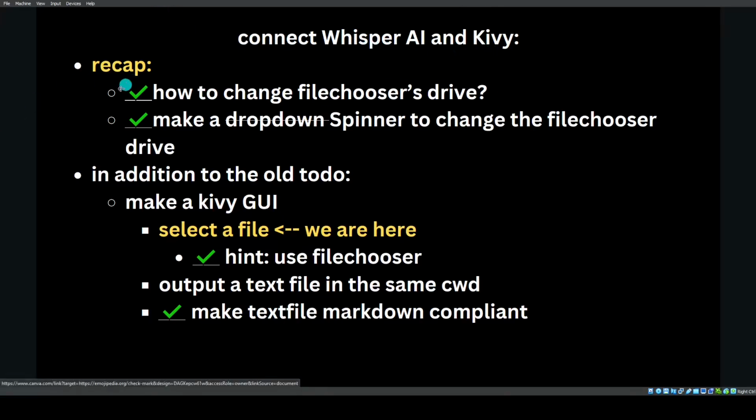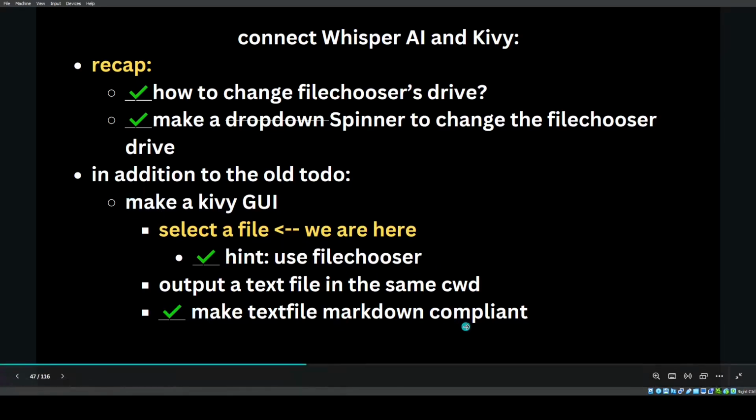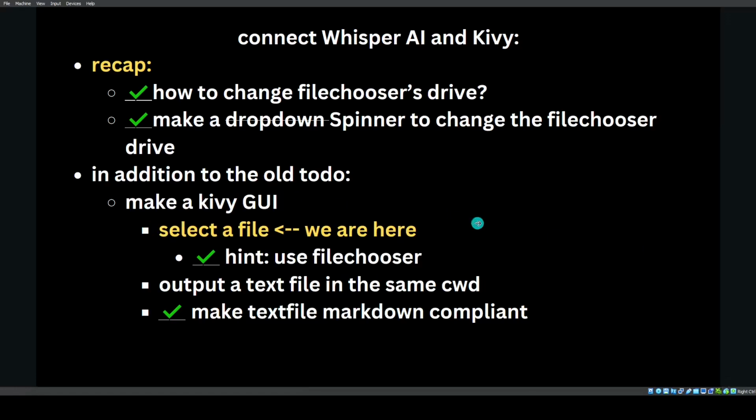This is the recap. We know how to change the file chooser's drive. Instead of a drop-down, we've chosen the spinner so we can change the file chooser drive. And then now we have the old to-do. The old to-do is we still need to finish our Kivy GUI. We know how to use a file chooser, and we don't need to make the text file markdown compliant. Where we are at right now is selecting a file, or right here, making the file chooser actually do something.